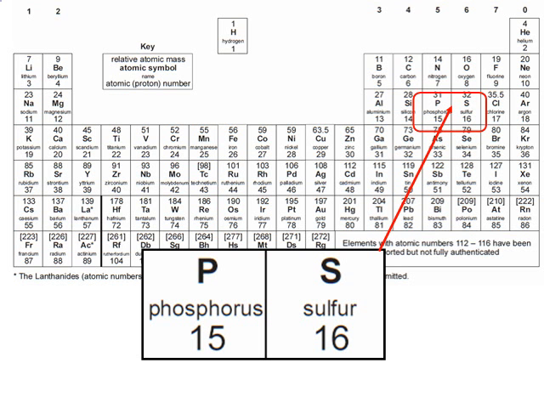When we look at a periodic table, we find that the elements are in order of atomic number, starting with hydrogen, which has 1 proton, then helium, which has 2. Here we can see phosphorus and sulfur. Notice that for each element, the atomic number is the smallest of the 2 numbers shown.